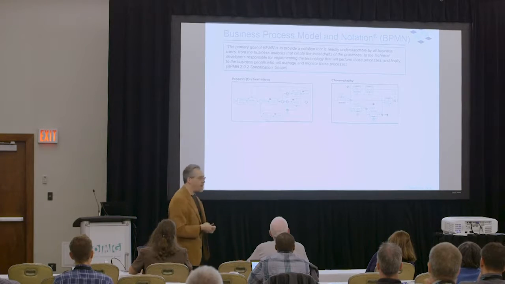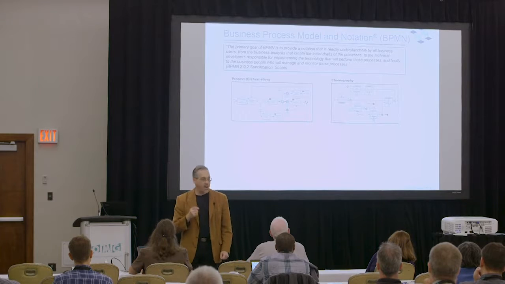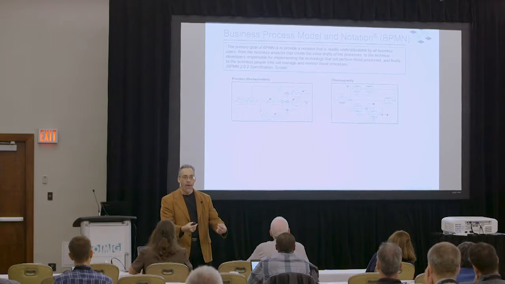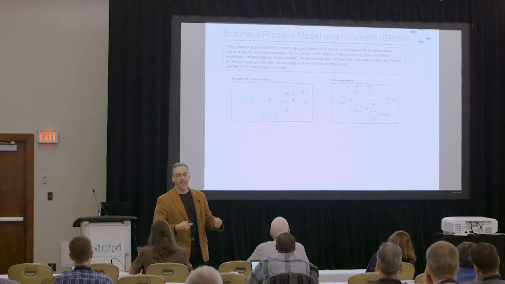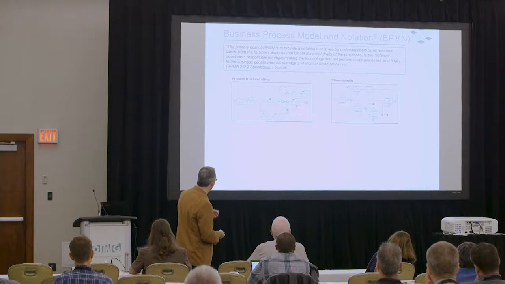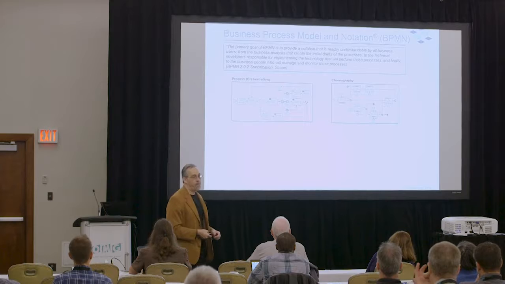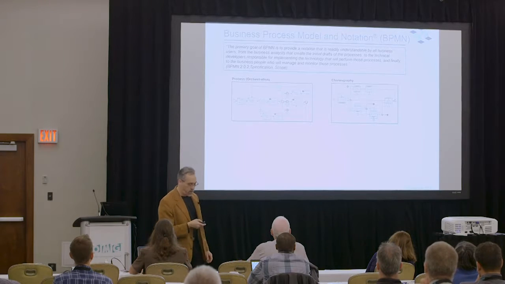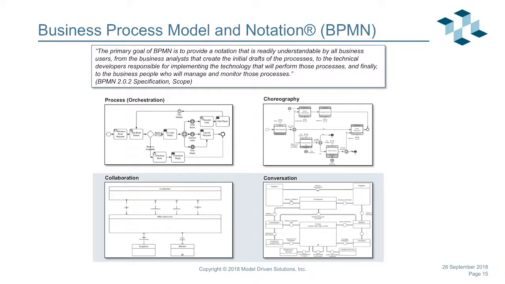So it's the difference between a conductor running an orchestra and a choreographer who talks to individual dancers, and then they work together. And the choreography diagram has less to do with following a process and more to do with messaging and communication between the various performers. Then there's also higher level diagrams.